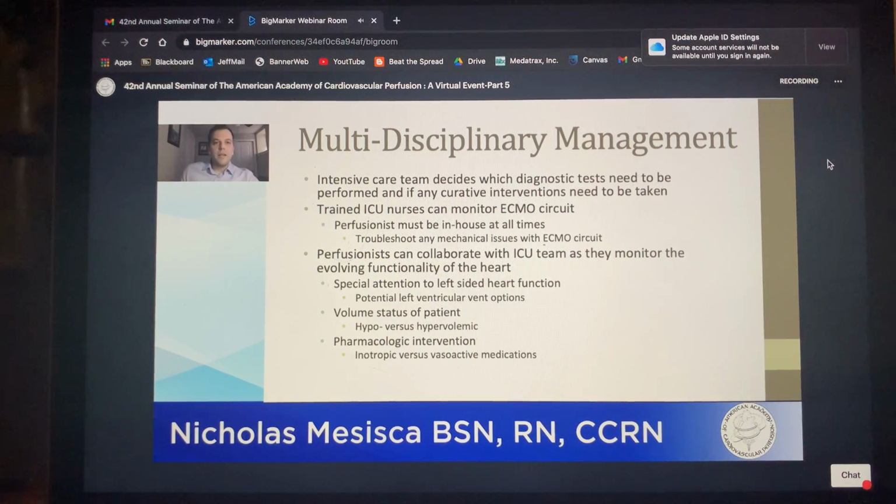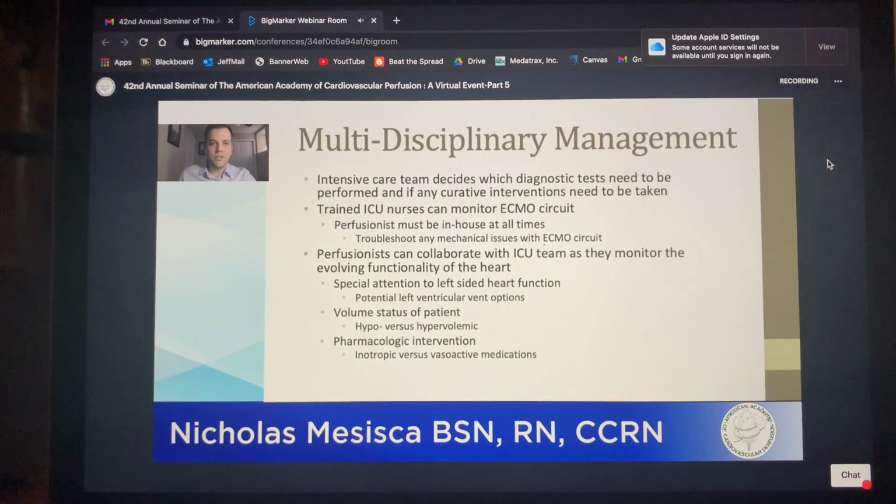So now we've cannulated the patient, the road to hopeful recovery begins. ECMO now provides a platform for the patient to be stabilized and allows us as the team to pursue diagnostic tests and intervene as necessary.